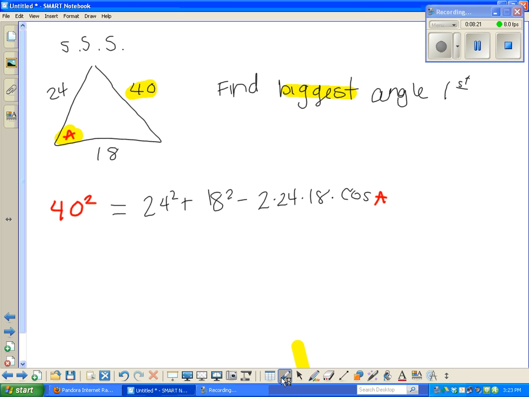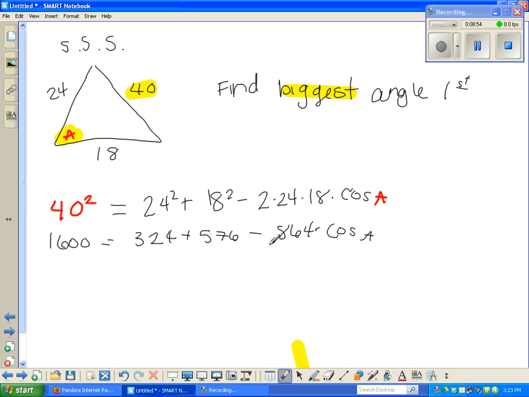This one gets a little tricky. These first few computations aren't too bad. You guys are going to type this in your calculator. 40 squared is 1,600. Hopefully you guys are agreeing with me and typing it in. 24 squared, I got 324 plus 18 squared, which is 576. And then I'm going to multiply 2 times 24 times 18, and I get 864. But remember that this is multiplied by cosine of A.